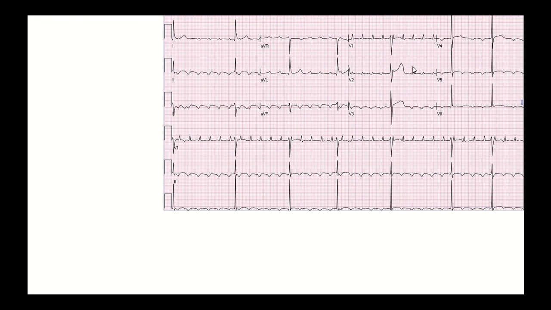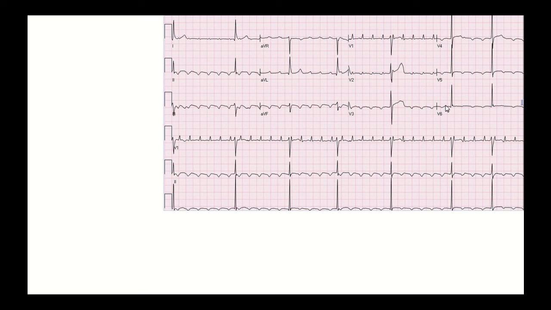It's probably either something called early repolarization, which is a phenomenon where in some people, their ST segment just kind of looks like this. It's elevated and scooped out. It could also be related to left ventricular hypertrophy.